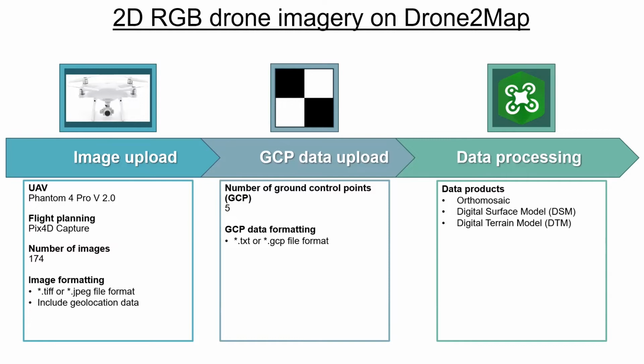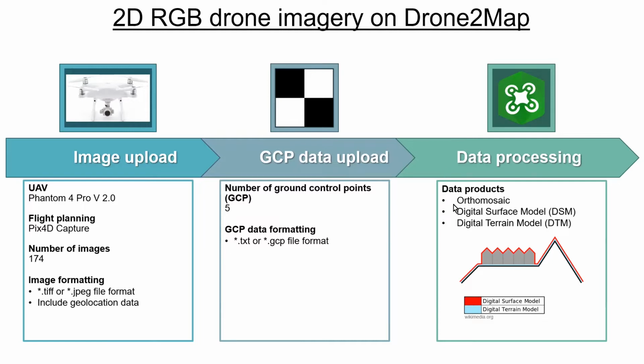These aren't necessary, but it's good practice. We're going to add 5 of these. And again, you need to have your GCP data saved as either a text or a GCP file to upload them to Drone2Map. And then finally, we're going to process our data and generate 3 different data products.